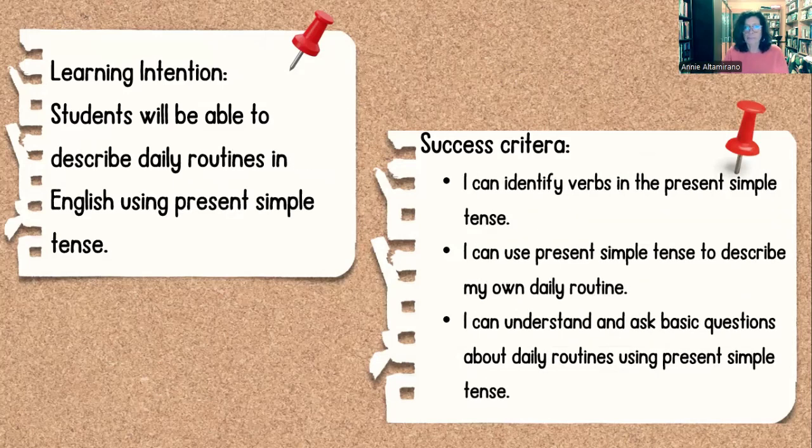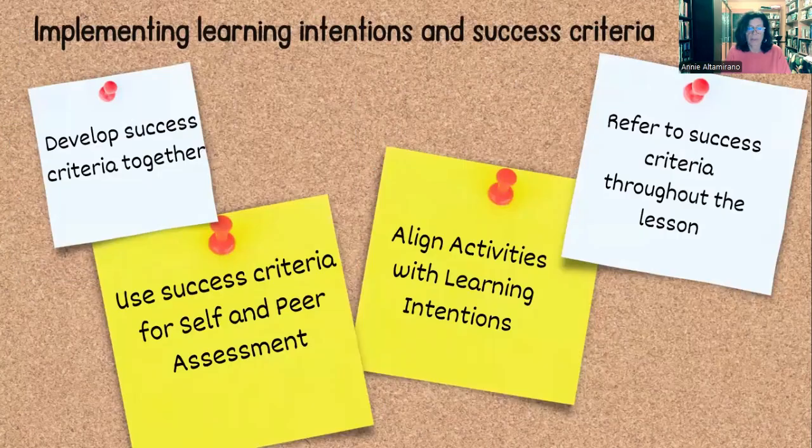Another example. Here we have a learning intention. Students will be able to describe daily routines in English using the present simple tense. An associated success criteria would be, I can identify verbs in the present simple tense. I can use present simple tense to describe my own daily routine. I can understand and ask basic questions about daily routines using present simple tense. So this is expressed in student-friendly language.